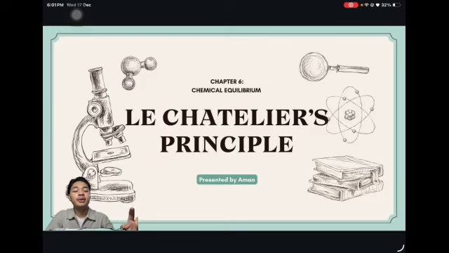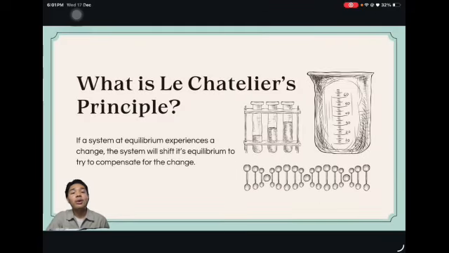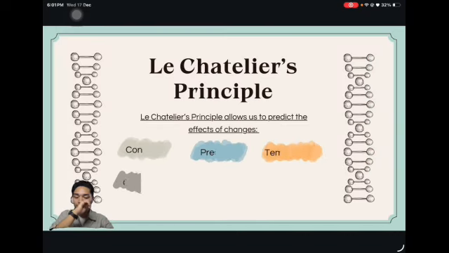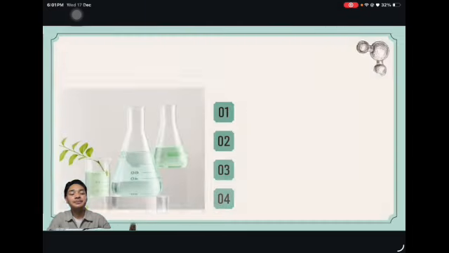Today I'll be explaining chapter 6, chemical equilibrium, Le Chatelier's principle. Let's go. What is Le Chatelier's principle? If a system at equilibrium experiences a change, the system will shift its equilibrium to try to compensate for the change. Le Chatelier's principle allows us to predict the effects of changes such as concentration, pressure, temperature, and catalyst.